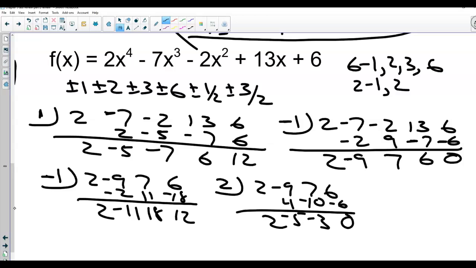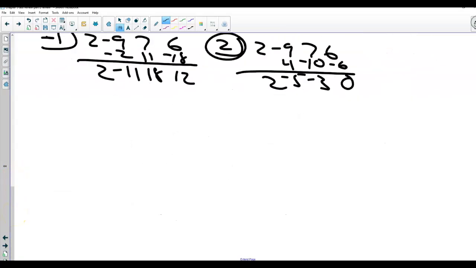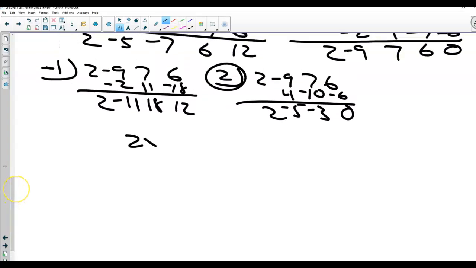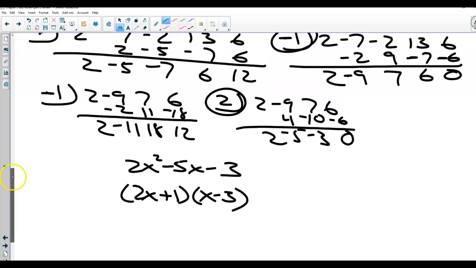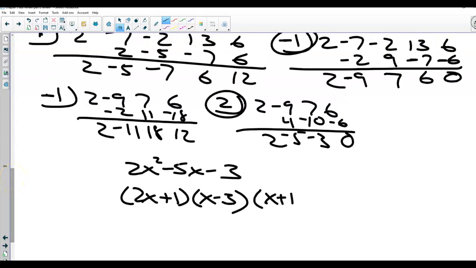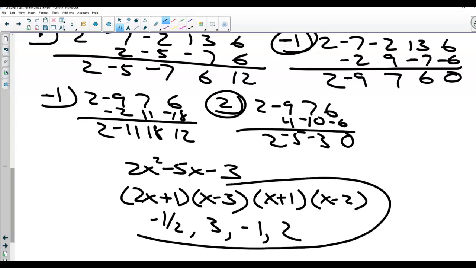So my factors I know of are going to be 2 and negative 1. Once I have those two factors, I want to factor. 2x squared minus 5x minus 3 factors as 2x plus 1, x minus 3. And my other two factors, x plus 1 created by the negative 1, and x minus 2. My zeros: negative 1/2, 3, negative 1, and 2. Those are my factors, and those are my zeros, which represent my answer.